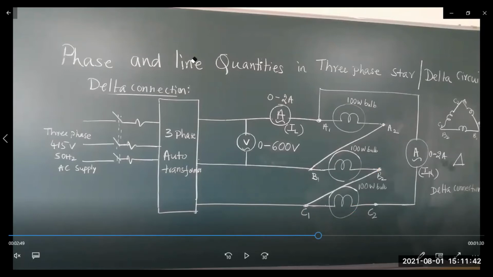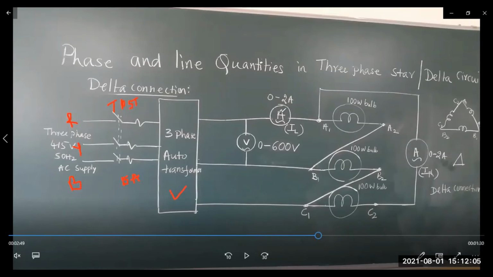So these are the supply R, Y, B, the three-phase supply. The rating will be three-phase, 415 volt, 50 hertz AC supply. And we are having the 15 ampere fuse and TPST switch. This will be the triple pole single throw TPST switch. The TPST switch will be connected to the input of the three-phase auto transformer. This will be the output of the three-phase auto transformer.